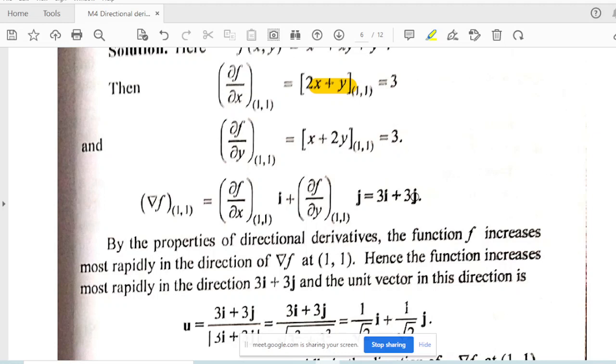So you get 3 i cap plus 3 j cap. And so we can see that the function f increases most rapidly in the direction of grad f at 1, 1.